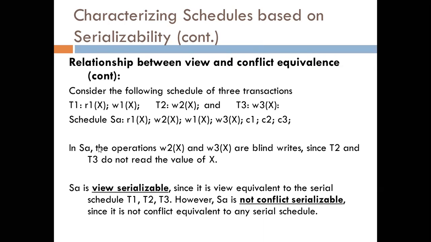In this particular schedule, the operation write X in transaction 2 and write X in transaction 3 are blind writes, since T2 and T3 are not performing read operations. So this particular schedule is view serializable, since it is view equivalent to the serial schedule T1, T2 and T3. However, this schedule is not conflict serializable, because in conflict equivalence, blind writes are not allowed.